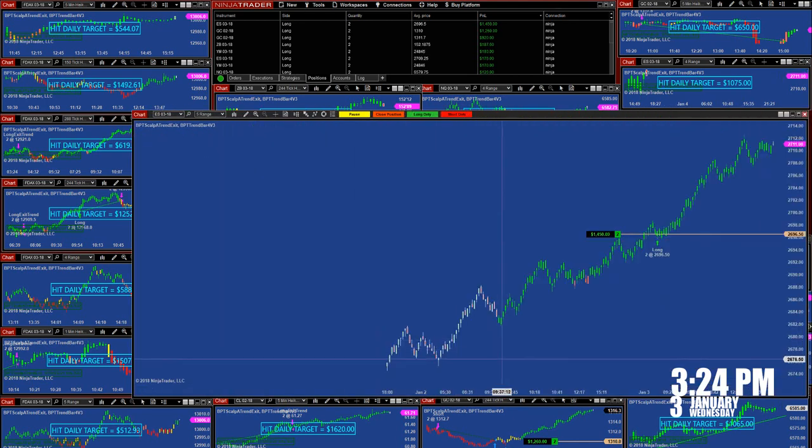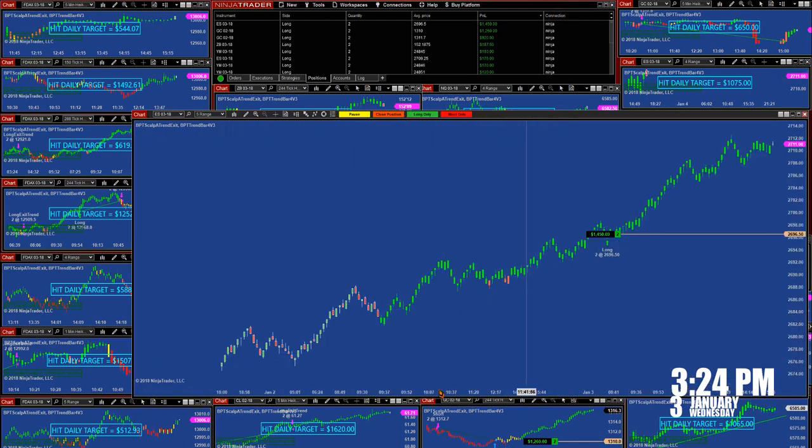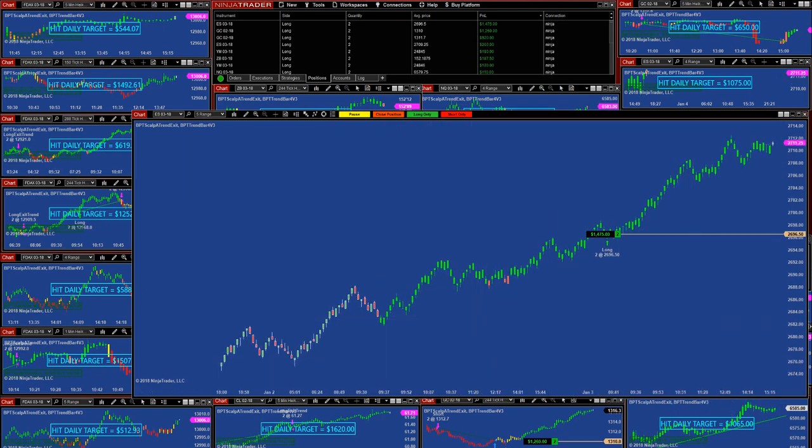Let's look at the five range. Let me take this one out of the way. We had an entry at 7:55, and we're still on the same trade from 7:55, and now it's 3:24. One trade. I love it.